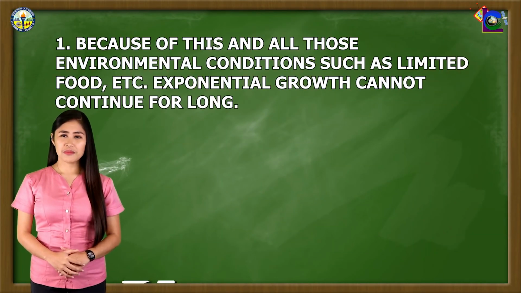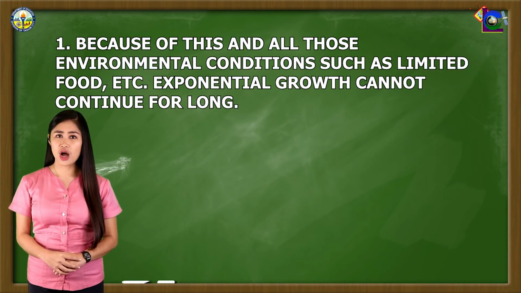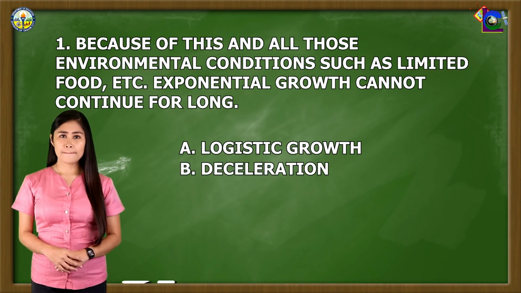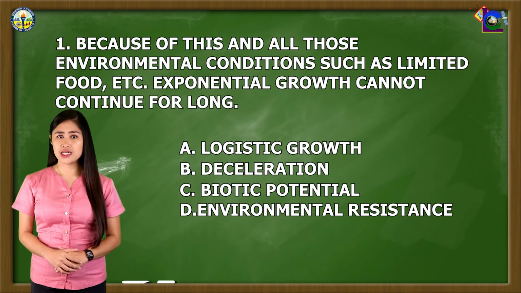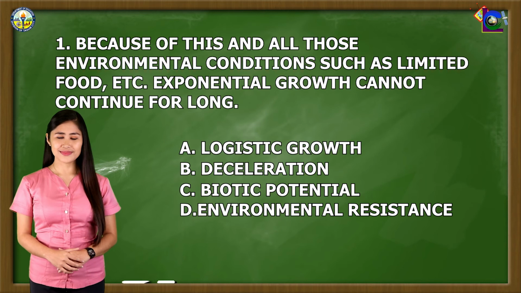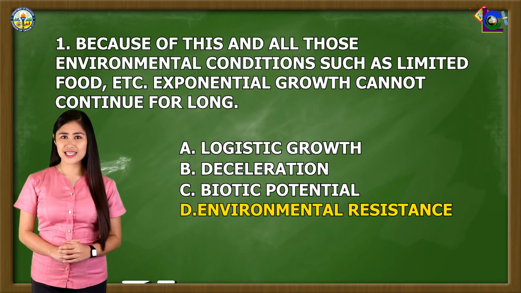Number 1. Because of this and all those environmental conditions such as limited food and etc., exponential growth cannot continue for long. A. Logistic growth. B. Deceleration. C. Biotic potential. Or D. Environmental resistance. The correct answer is letter D, environmental resistance.